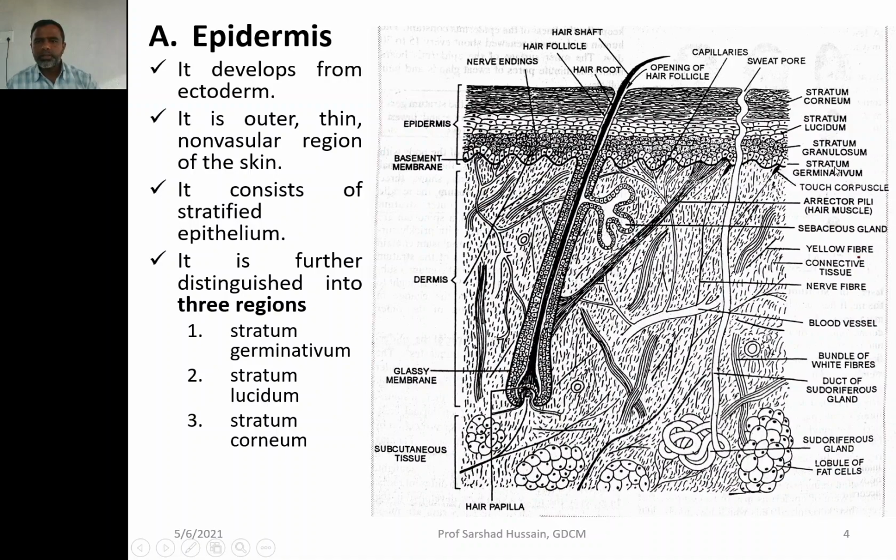The lower one, stratum germinatum, then you have the stratum lucidum, and then the third layer is the stratum corneum. These granulosum layer cells are the cells that are in between the stratum germinatum and the stratum lucidum. They are converting themselves from this to this, hence they are not included as a separate layer.